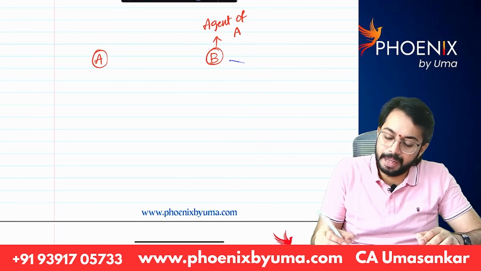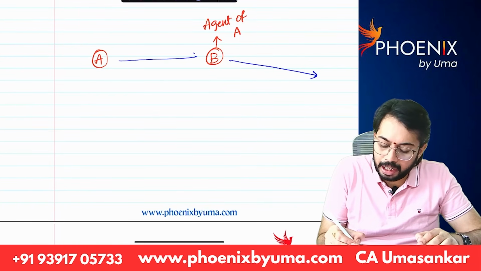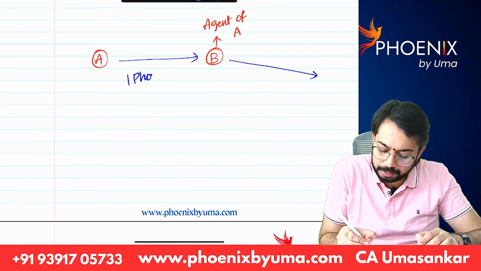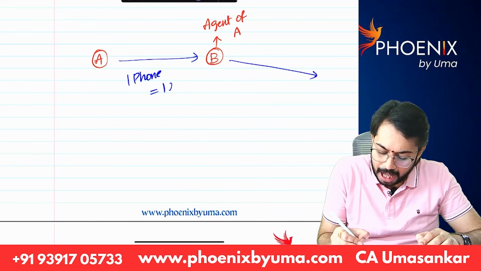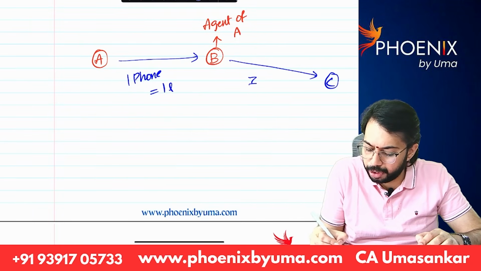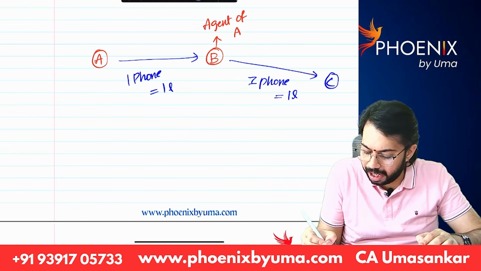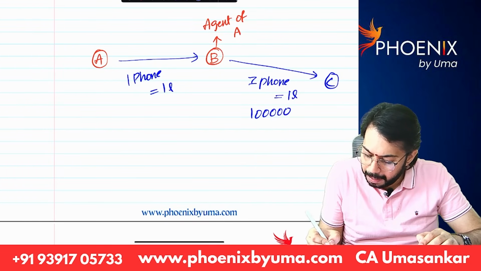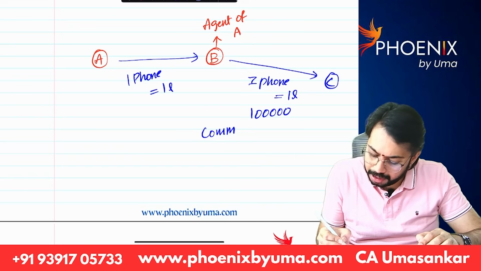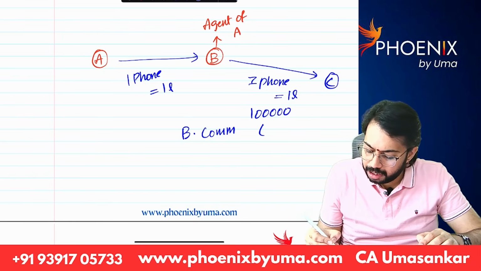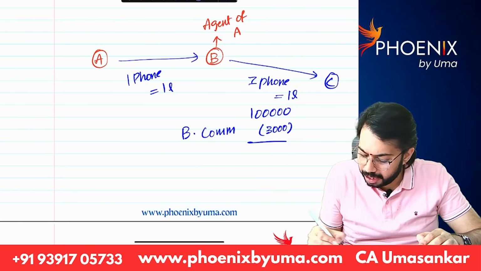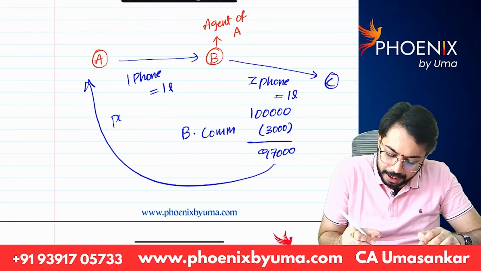Now B sold, like A gave one iPhone worth 1 lakh rupees. B sold the iPhone to C for 1 lakh. From 1 lakh, B reduced his commission. B's commission is 3,000 rupees and 97,000 is paid to A.